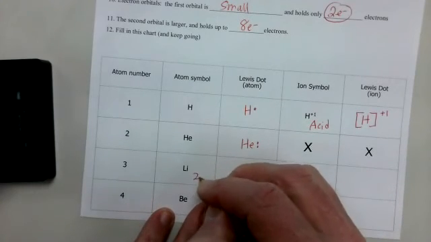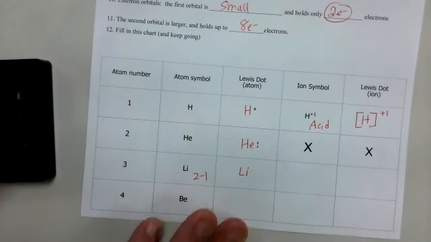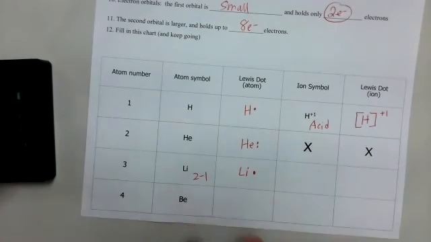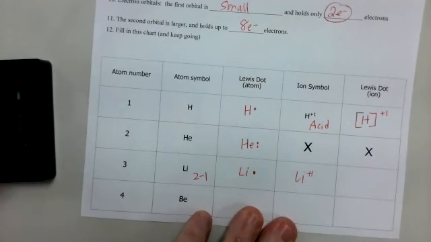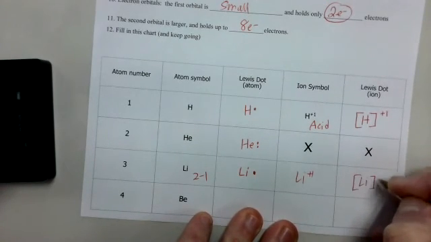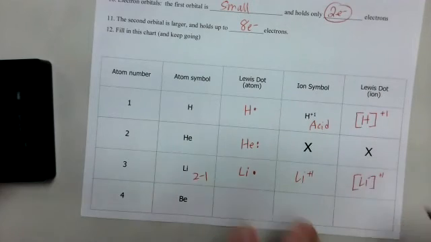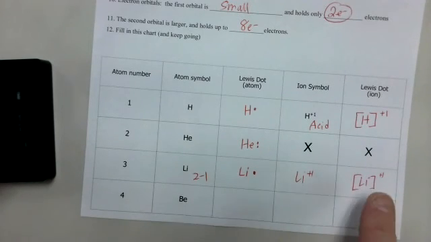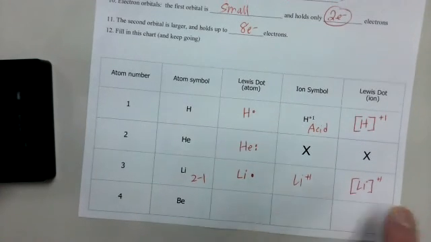Now, lithium. Lithium has a 2-1 electron configuration. Now, this is tricky. There's only 3 electrons, but we only show 1 dot because we only show the valence electrons. Now, when lithium makes an ion, it becomes a +1. And so, therefore, it loses its outer orbital electron and becomes 2-0. But we only show the valence orbital. And the metals, when they become cations, have empty valence electron orbitals.